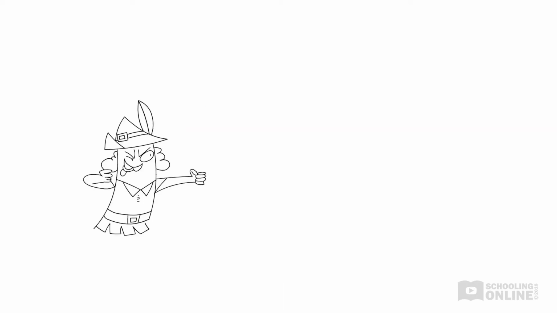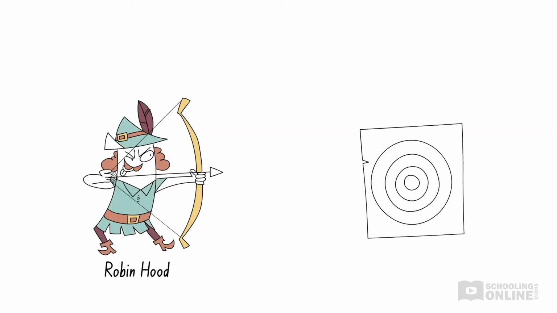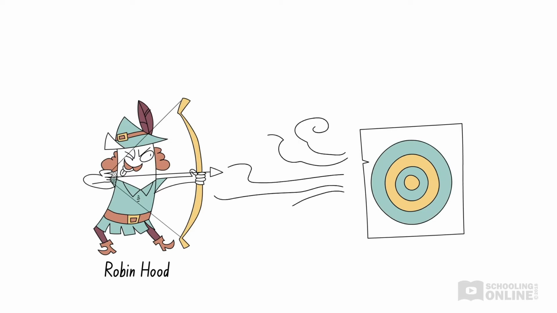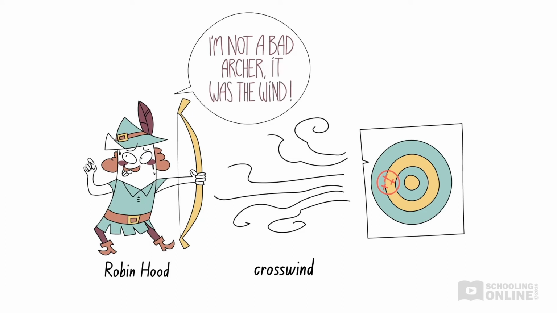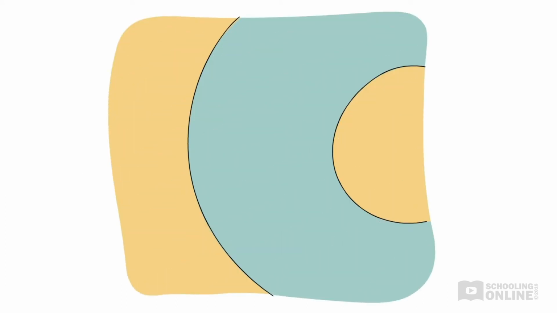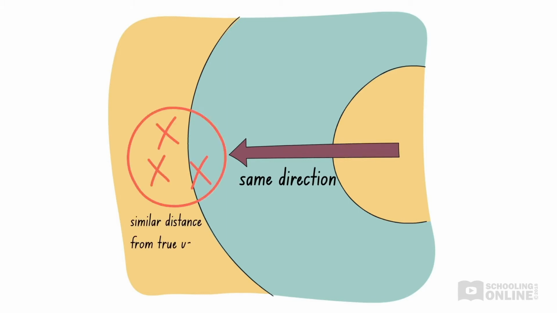To help understand what this means, let's go back to Robin Hood at the archery competition. This time, a strong crosswind is blowing to the left. Robin Hood still aims for the bullseye, but the wind blows each of his arrows to the left, so he always hits slightly left of the bullseye. This is a systematic error. Each time, the arrows are pushed in the same direction and are similar distances away from the true value. This systematic error has also made our data inaccurate, as our results have been pushed away from the true value, just like how the arrows have been blown away from the bullseye.